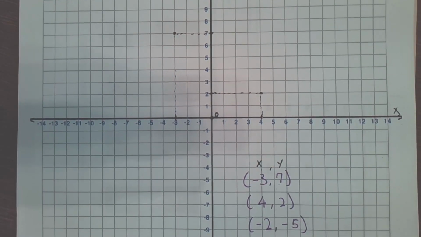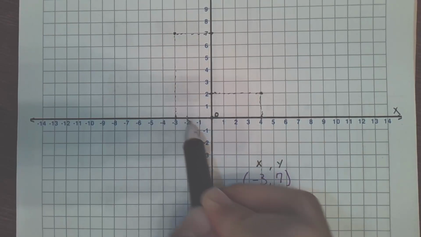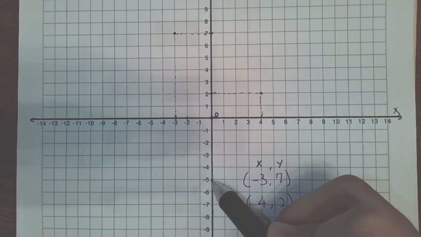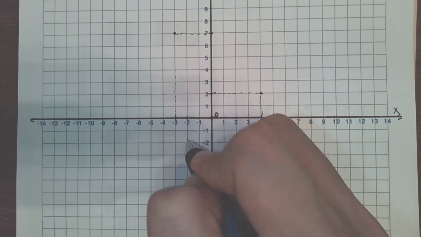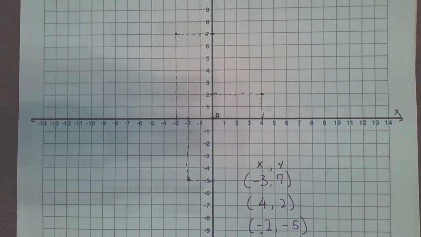The next one, -2 and -5. Again, -2, the first number is on the x-axis, you find -2. -5 is the second number on the y-axis, you find -5. Where do they meet? Right here. And there we've plotted 3 points.